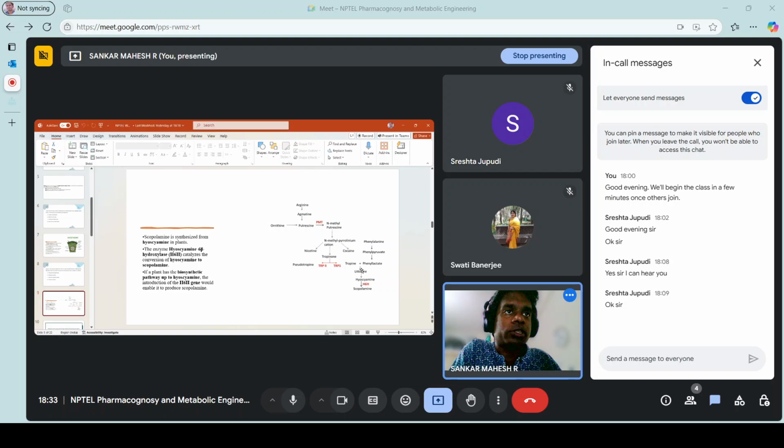Now, like you mentioned, hyoscyamine 6 beta hydroxylase is the enzyme that is required here for the conversion of hyoscyamine to scopolamine. So structurally, if we look at it, a hydroxylase, what does a hydroxylase do? Can any of you try answering this?